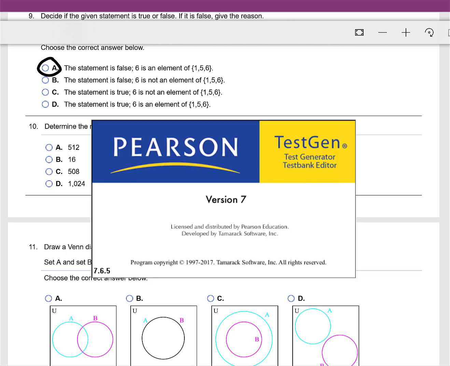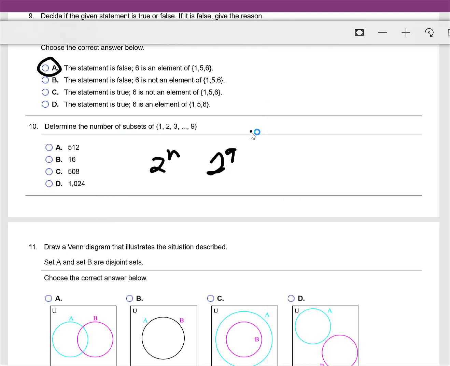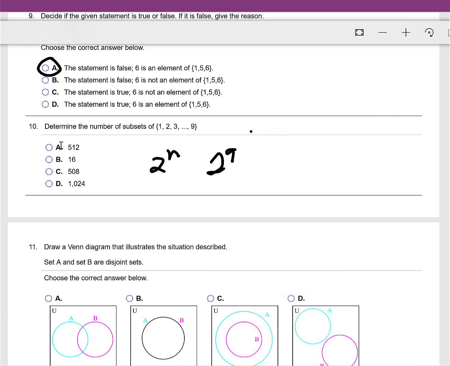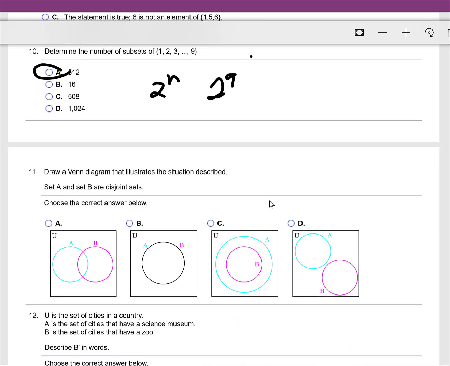Oops, wrong one. Pulled up the wrong package there. Let's just get that out of the way. Let's get the calculator up. So we want to go 2, and we want to raise it to the 9th power, and we have 512. So the correct answer here is going to be 512.